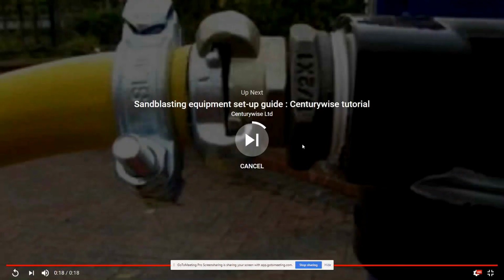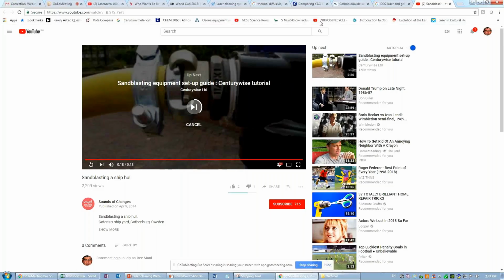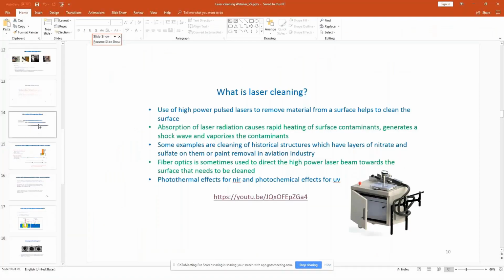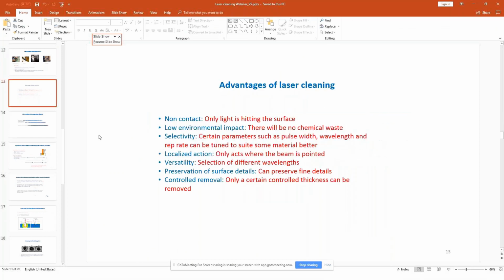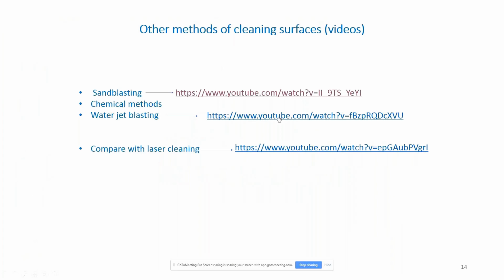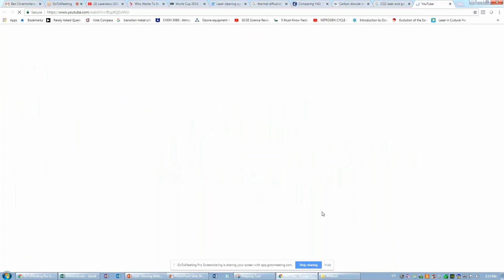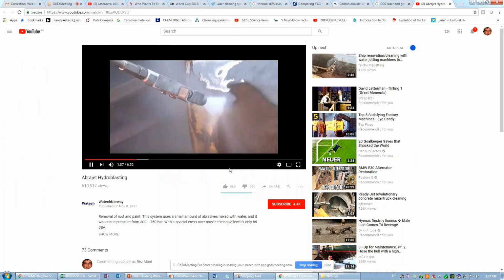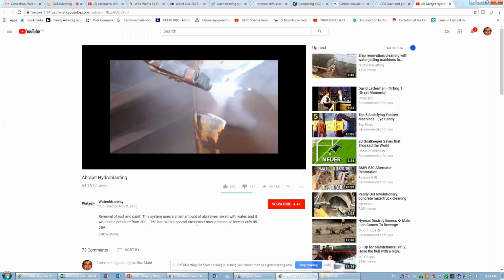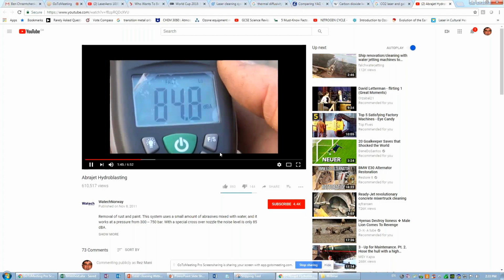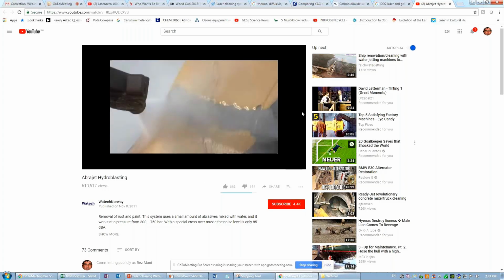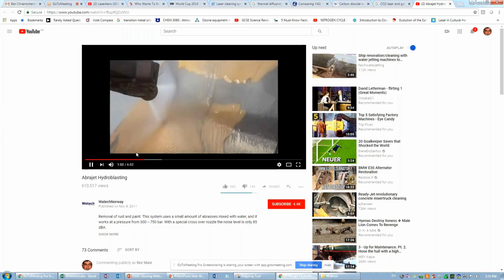So this was one, and then let's look at the other one, which was here. Yes, so water jet blasting. You see a water jet, this is removing the paint, and again, all the contamination, the rust and the dirt, along with the contaminated water, is going into the environment.